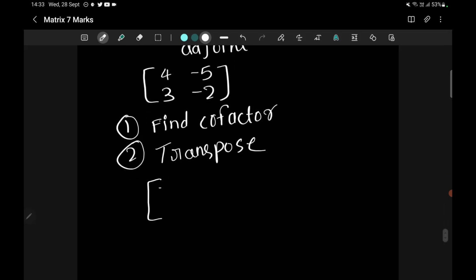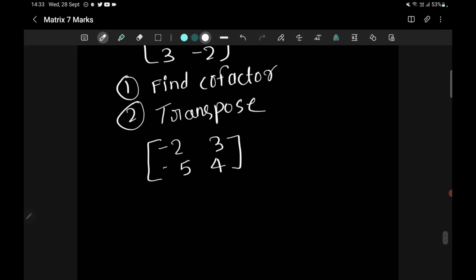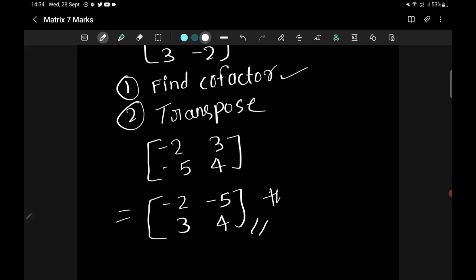Cofactor for 4 is minus 2. Cofactor for minus 5 is 3. Cofactor for 3 is minus 5. And cofactor for minus 2 is 4. Then we have to transpose this. That means we have to interchange rows with columns: minus 2, 3, minus 5 and 4. This is our adjoint.